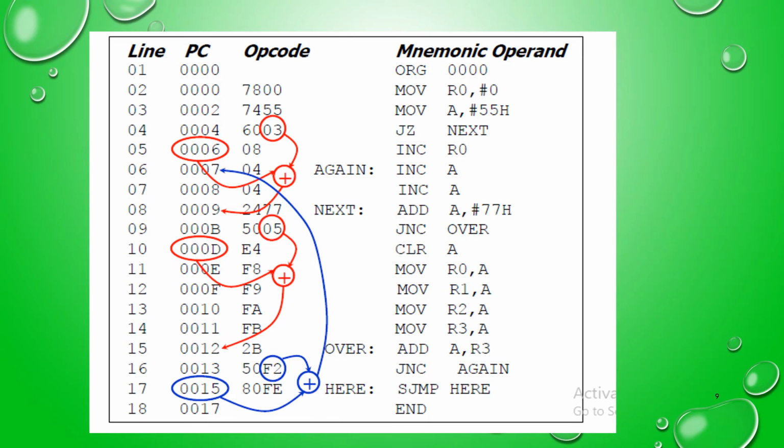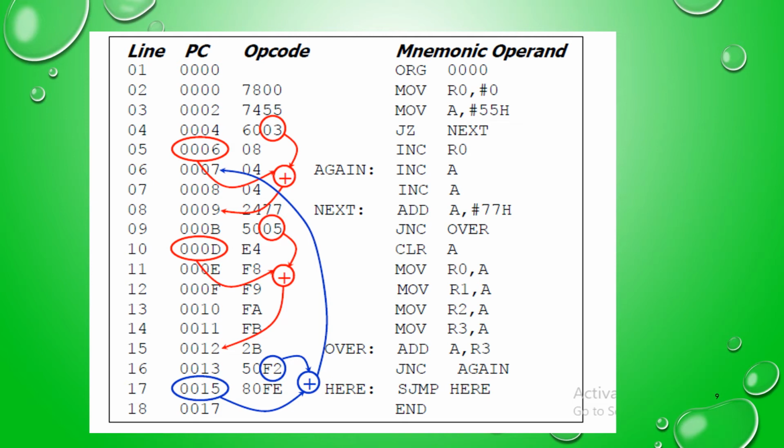For example, see here in the small code, my first instruction is ORG 0000, the origin directive we have used. MOV R0, #0, that is R0 is loaded with 0. MOV A, #55, so the accumulator is loaded with 55. And now I have written JZ with a label, next. So at the next address, the instruction is written as ADD A, #77.